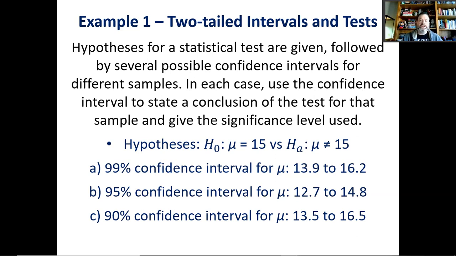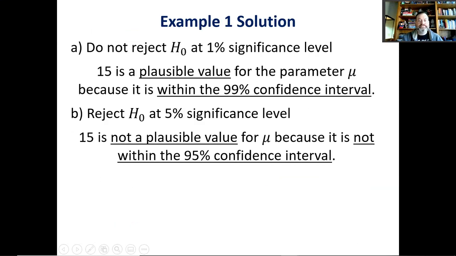And last one, part C. Our 90% confidence interval is 13.5 to 16.5. This is another do not reject. 15 is in the interval, and we do not reject at the 10% level because 100% minus 10% is 90%.